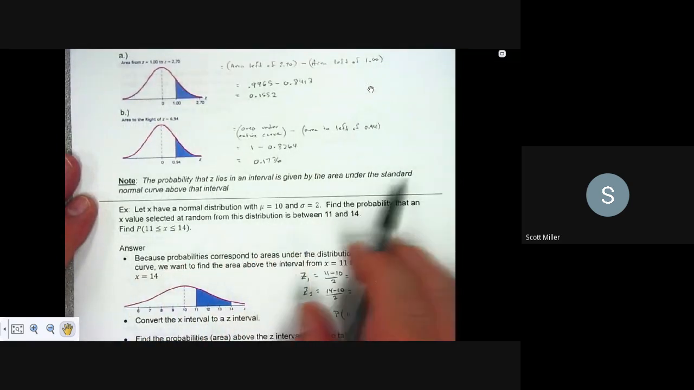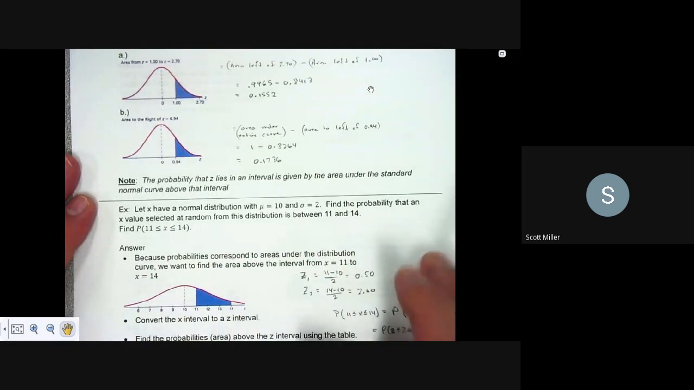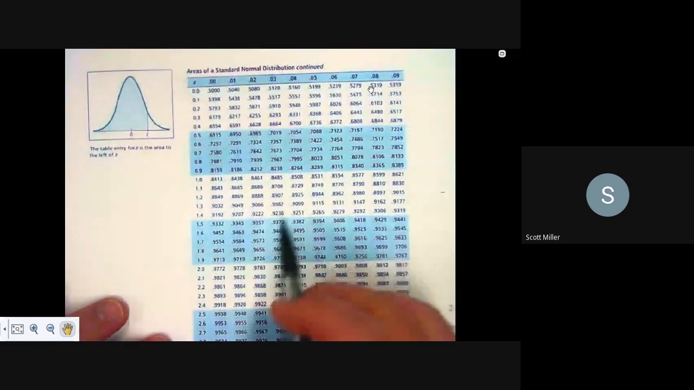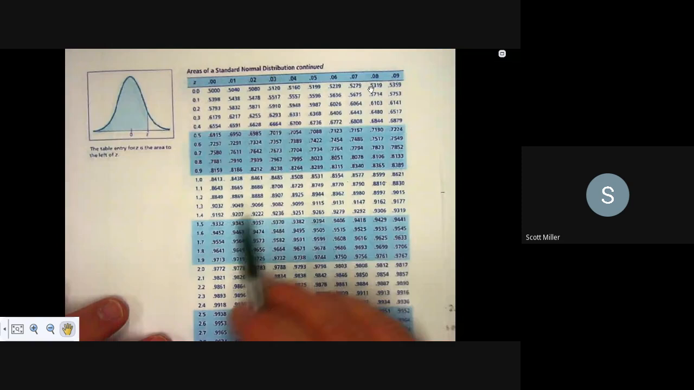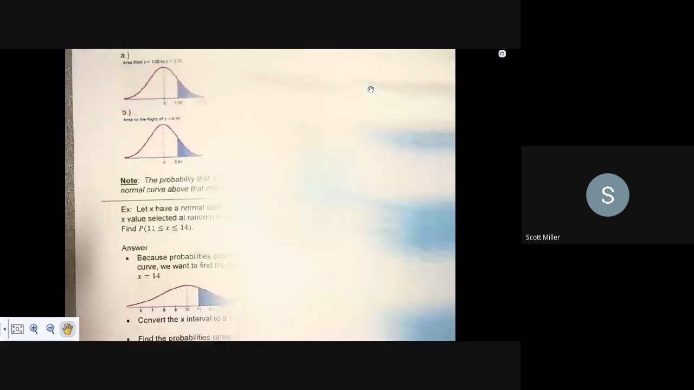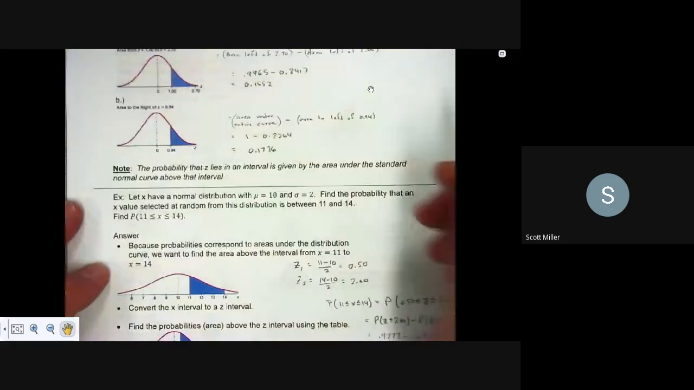Here's a note. The probability that z lies in an interval is given by the area under the standard normal curve. Well, that's what we just talked about. So when they talk about probabilities or area of the curve, probability is the same thing. So when I do this chart over here, not only are these the areas under the standard normal curve, but they're also the probability of that happening. Okay, so it's the same thing.